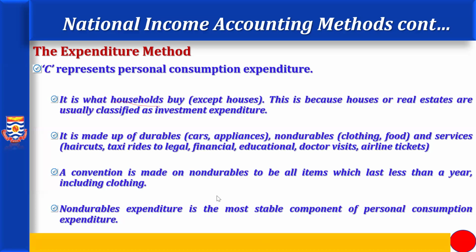But I'm saying that whether durable or non-durable, the idea here is that consumption expenditure should include expenses made by consumers, except houses, right? Okay.